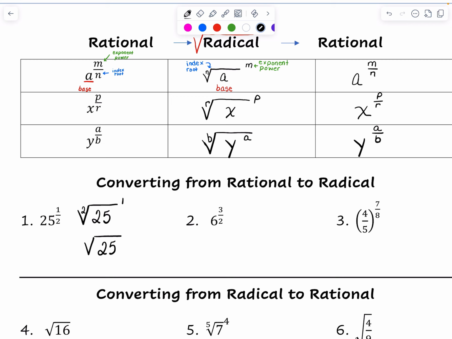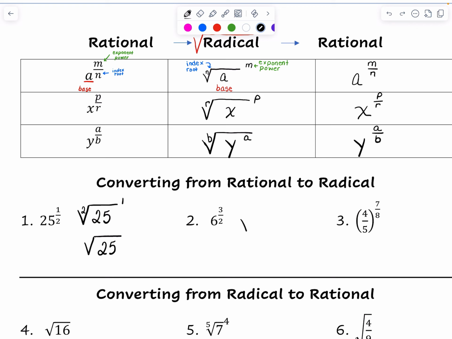Now, if I had given you that and I said, what's the square root of 25? The square root, because the index is 2, and the square root of 25 is 5. You guys would know that, but you may not know it from this form here. So sometimes it helps us to rewrite it.